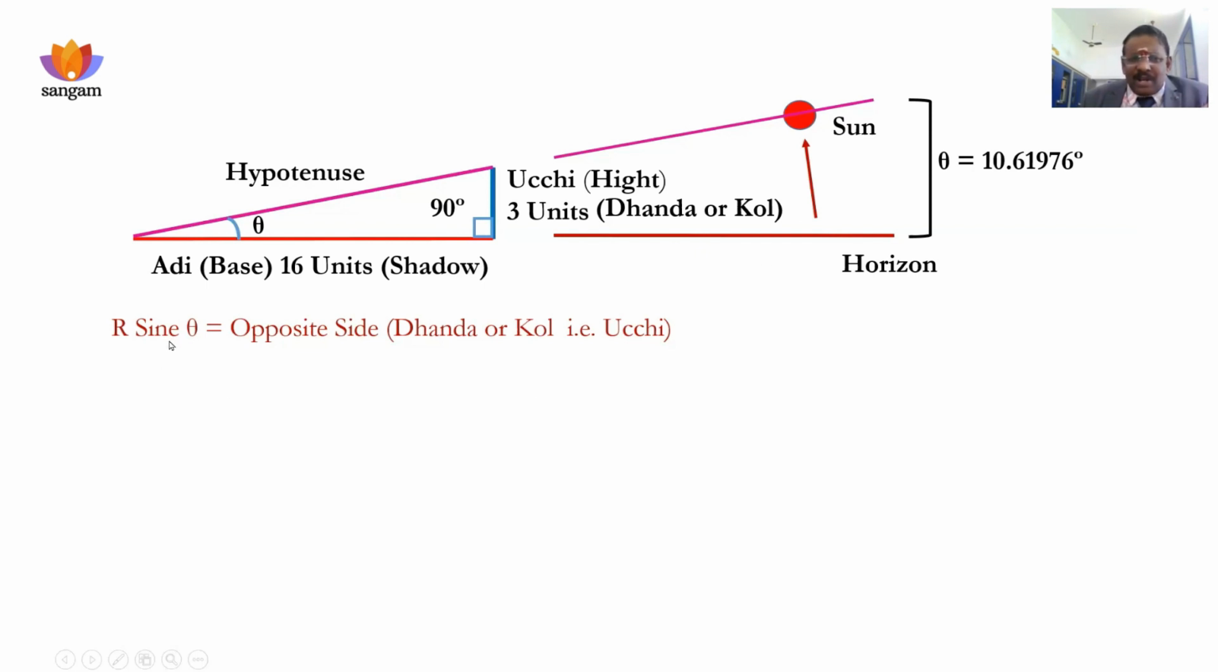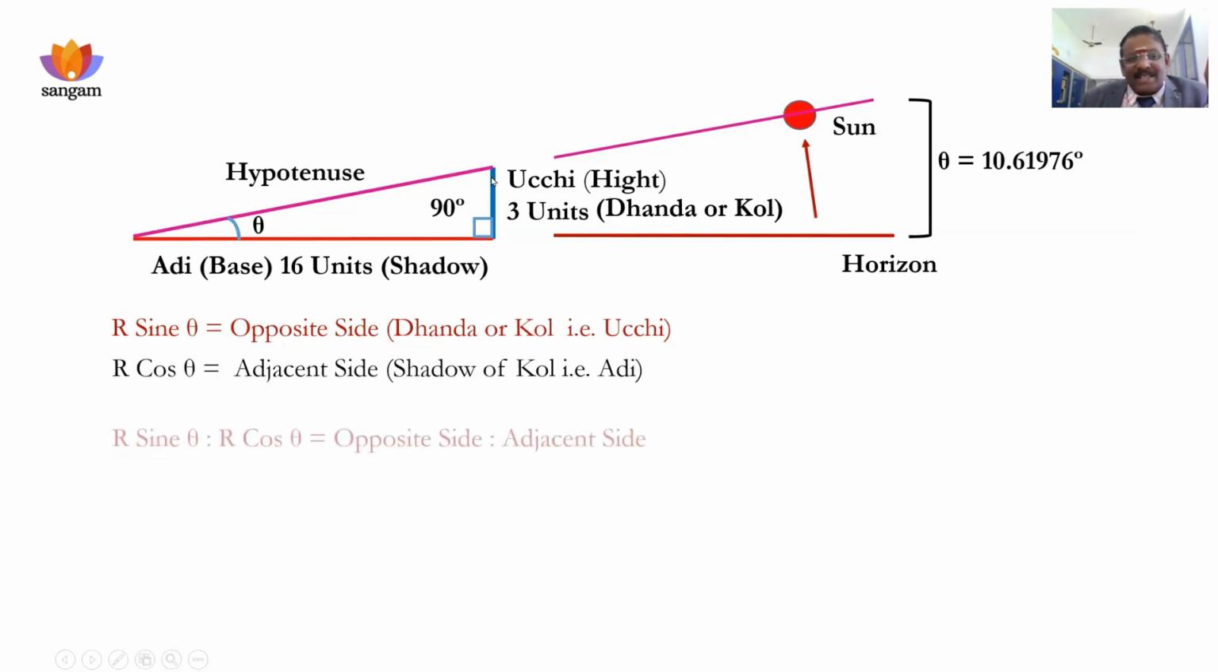So already we have seen r sin theta is the opposite side. For this theta, the opposite side is 3 units, the height of the danda or pole or uchi. Uchi in Tamil. And r cos theta is the adjacent side. This is the adjacent side of the sin theta. So this is the shadow of the danda. That is adi. So r sin theta is 3. r cos theta is 16. That is the basis of the calculation.